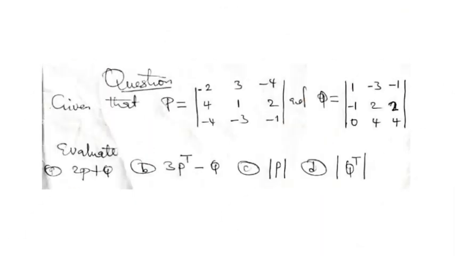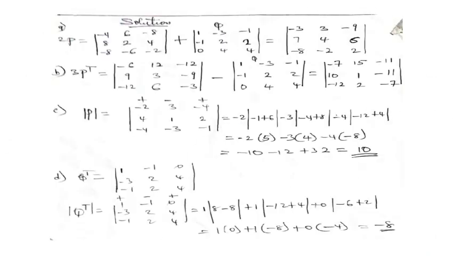Given that P is equal to minus 2, 4, minus 4, 3, 1, minus 3, minus 4, 2, minus 1, and Q equals 1, minus 1, 0, minus 3, 2, 4, minus 1, 2, 4. Evaluate A, 2P plus Q. B, 3P transpose minus Q. C, determinant of P. D, determinant of Q transpose. The solution is given as follows.